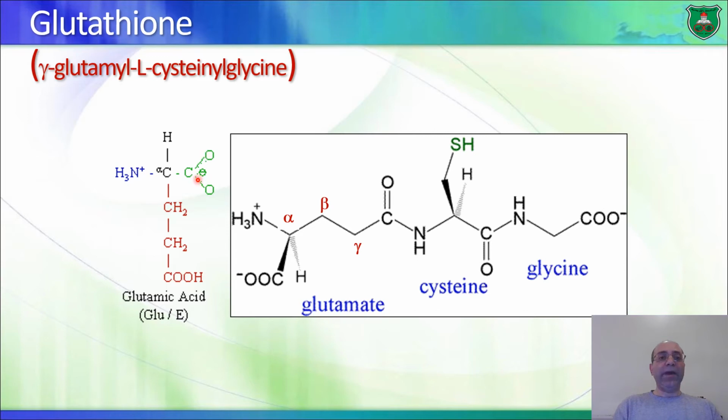So this is the alpha, this is beta, and here you have the gamma carbon right here. And what happens is that the peptide bond is formed between this carboxyl group right here and the amino group of the cysteine. So that's why this is known as the gamma glutamyl cysteine glycine.